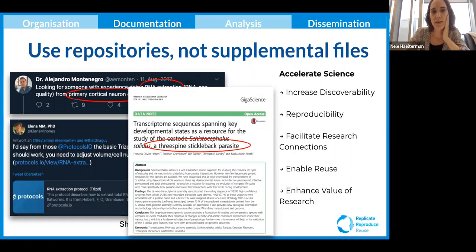So just to summarize, sharing your protocols at repositories can really accelerate science in different ways. You can increase the discoverability and the reproducibility of not just your own work, but other people's work. You can facilitate research connections. You enable reuse of not just a protocol, but everything else involved with it. And in sum, you really just enhance the value of research.